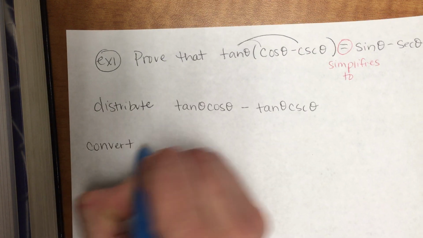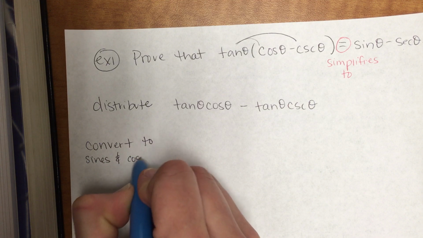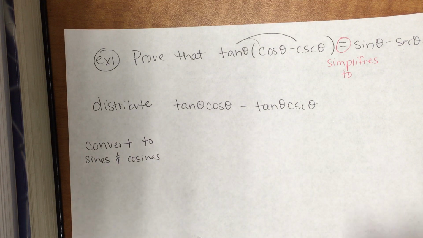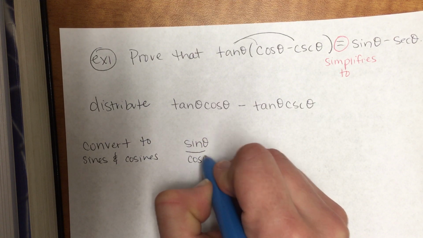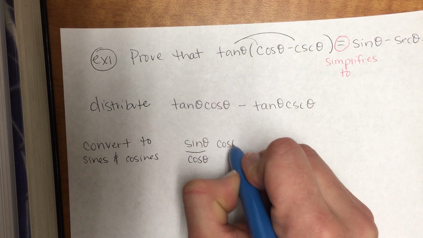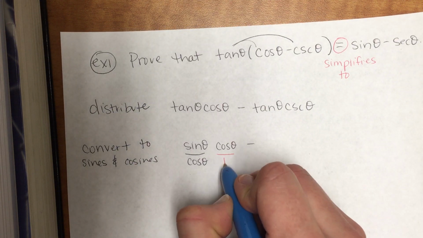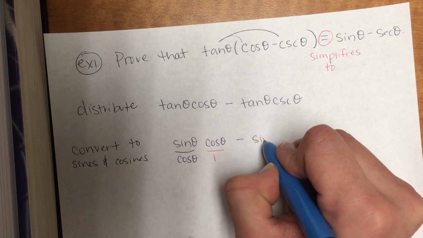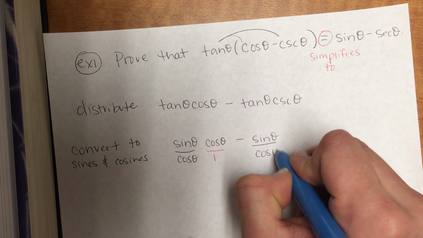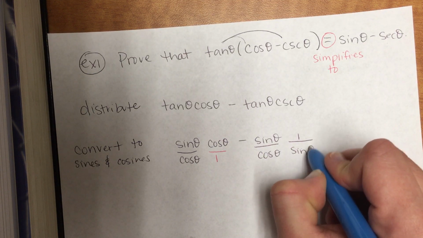So convert to sines and cosines. All right, tan theta is the same thing as sine theta over cosine theta. Cosine theta is already written as a sine or cosine. If you want to write it as a fraction, you can put it over 1. Tan theta is sine theta over cosine theta, and then cosecant theta is 1 over sine theta.